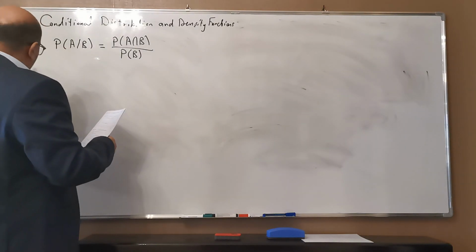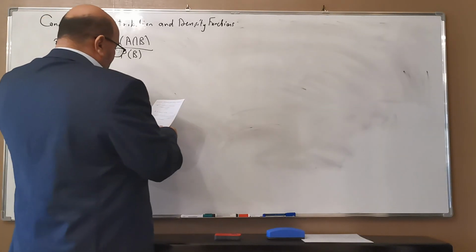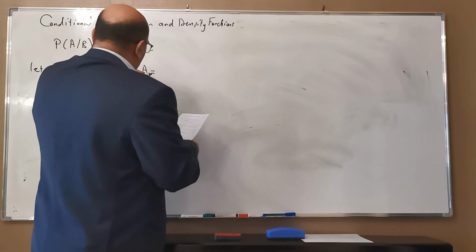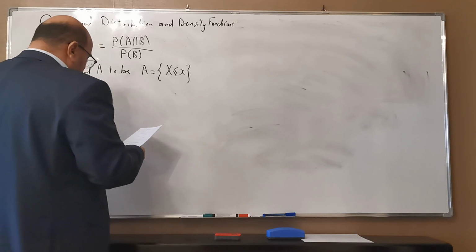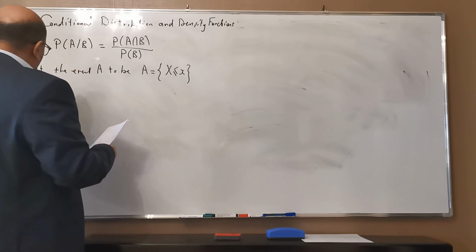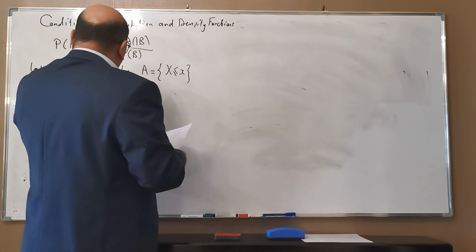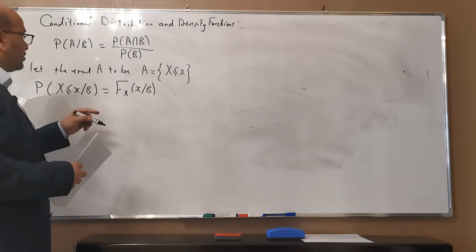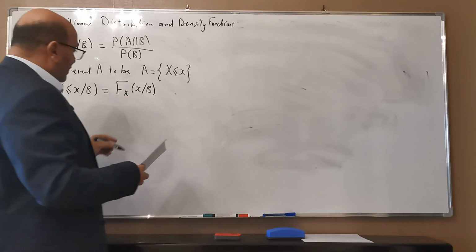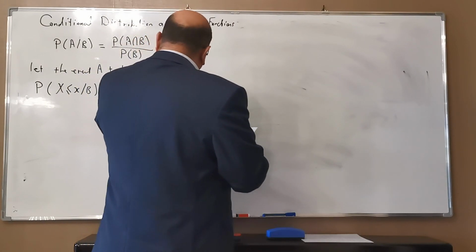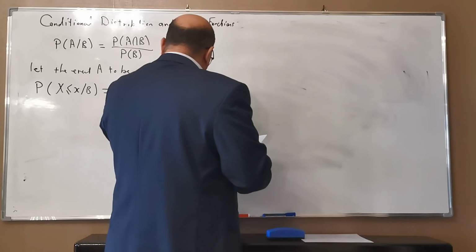Now, let's take this and let the event A be A equals x less than or equal to small x. So our event is this one. The probability of x less than or equal to small x given B, we will call F_X of x given B. So this is the conditional distribution function. Now we took A and put it here, so this will be the probability of the joint event of x less than or equal to small x and B, divided by the probability of B.